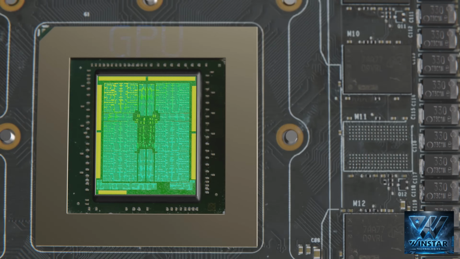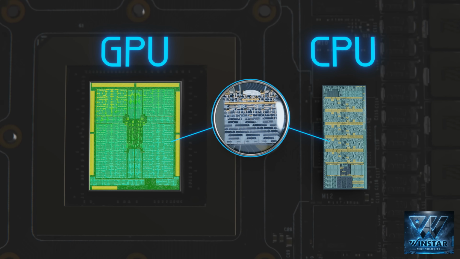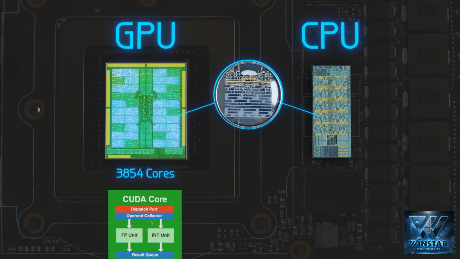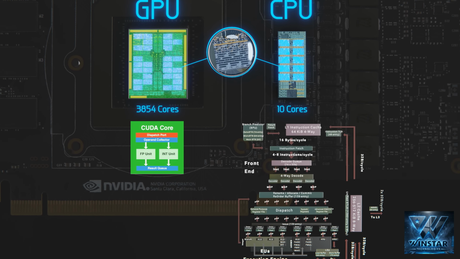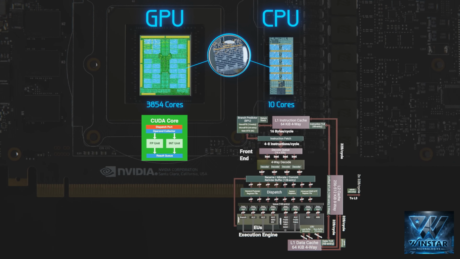GPUs and CPUs are similar in many ways. However, GPUs have thousands of cores that are limited to basic arithmetic, whereas CPUs have only a handful of cores that perform far more complicated operations.